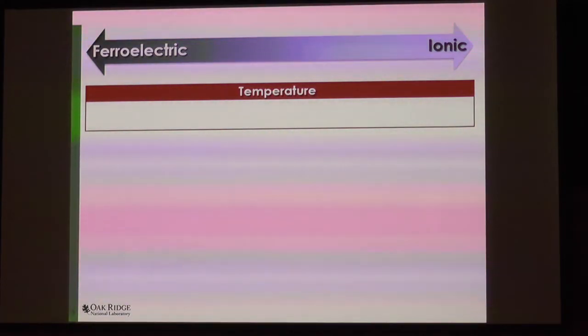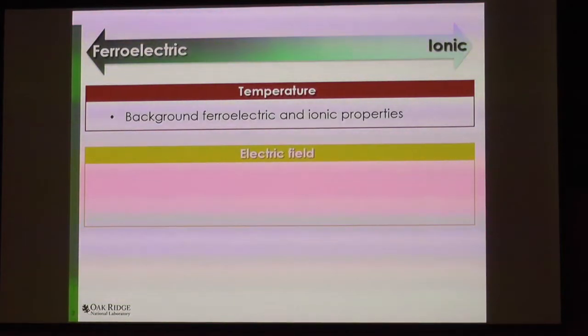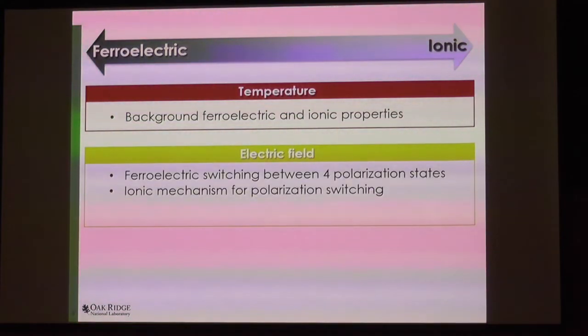When we're talking about accessing those ferroelectric and ionic regimes, how can we do that? Of course, the first thing that comes to mind is temperature, and I'd like to give you some background from the point of view of temperature. But we can also use electric fields to transition between ferroelectric and ionic properties, or dominant properties. And from that point of view, I'd like to show you how we can use ferroelectric switching between four polarization states and ionic mechanisms for polarization switching.